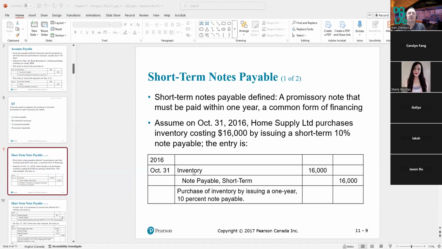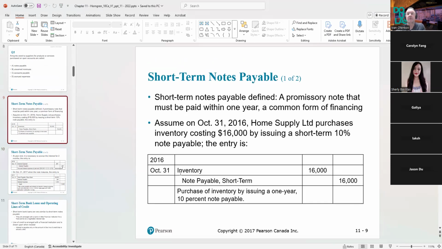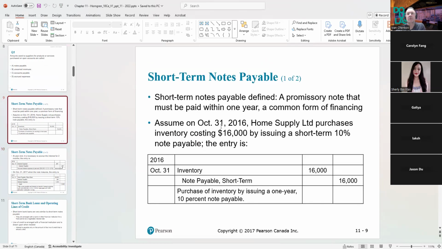Okay, so let's keep going then. The company purchased the inventory and issued a short-term note payable, debit inventory, credit notes payable, short-term. That's it. Now, at the end of the year, that happened October 31st. 2 months have passed, or 3 months. Where was that? October 31st. On October 31st, we purchased the inventory.